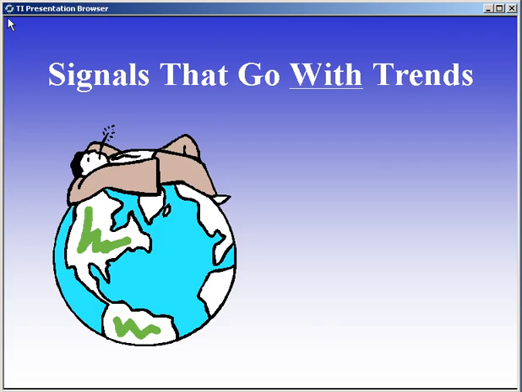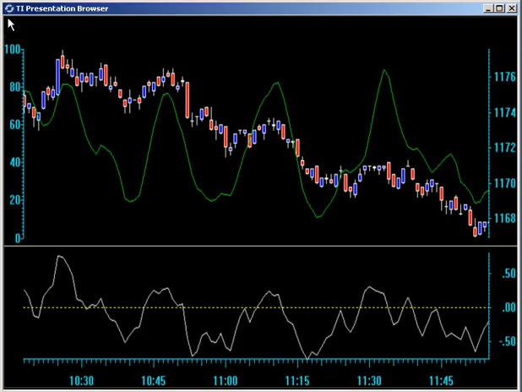Another trend signal that you should know about is the signal that goes with a trend. This may very well become one of your favorite type signals because they do have such a high probability of success and they are so easy to see. Here's a chart of a downtrend. Whenever you see a trending condition in the market, you should always stay alert and watch for any signal that goes with the trend direction.